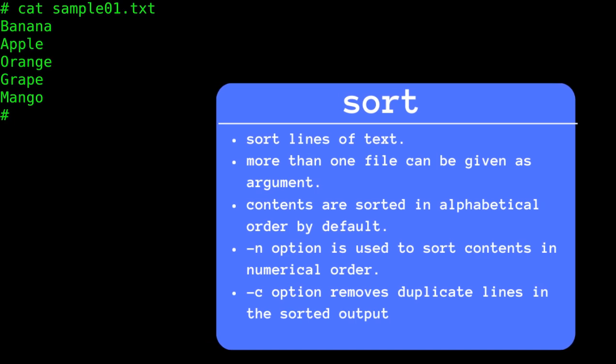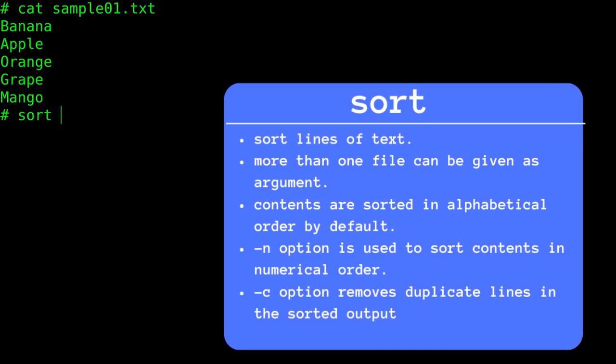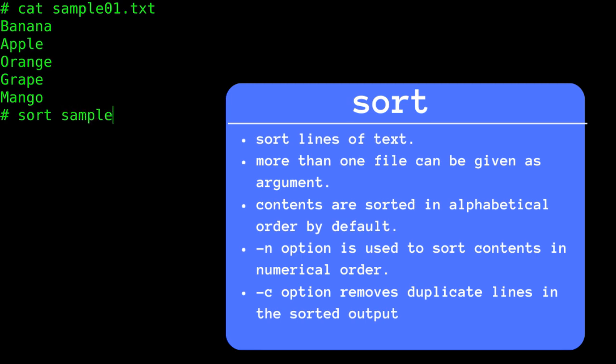So you can sort it by typing sort and the file name, sample01.txt. Here we can see that the sorted output is printed on the screen. It has sorted the output in the dictionary order. So by default, sort sorts the content in dictionary order and outputs the contents onto the screen. We'll be seeing another example.